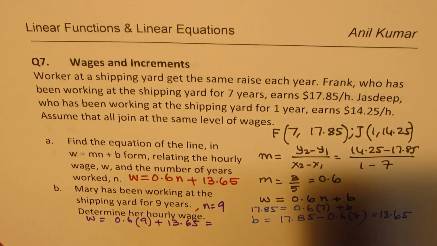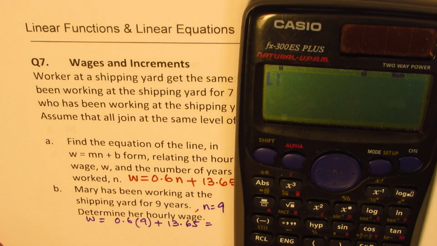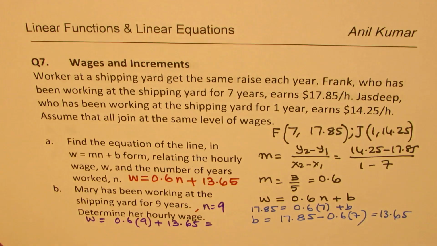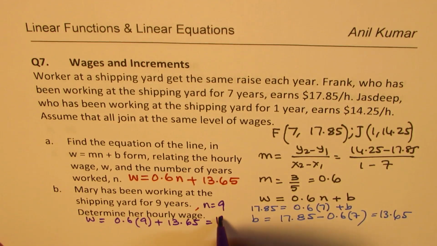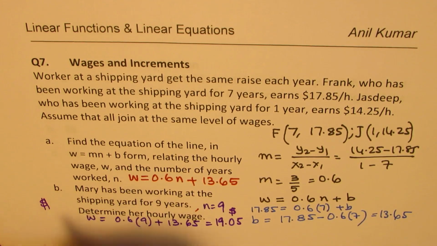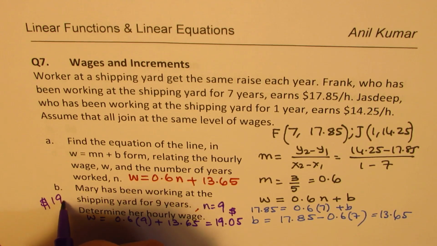So that is how you can use your equations to find other values. Times 9 plus 13.65 equals what? In decimals, 19.05, right? So we get 19.05, in dollars. So that is her wages. So the answer here is in dollars, 19.05.